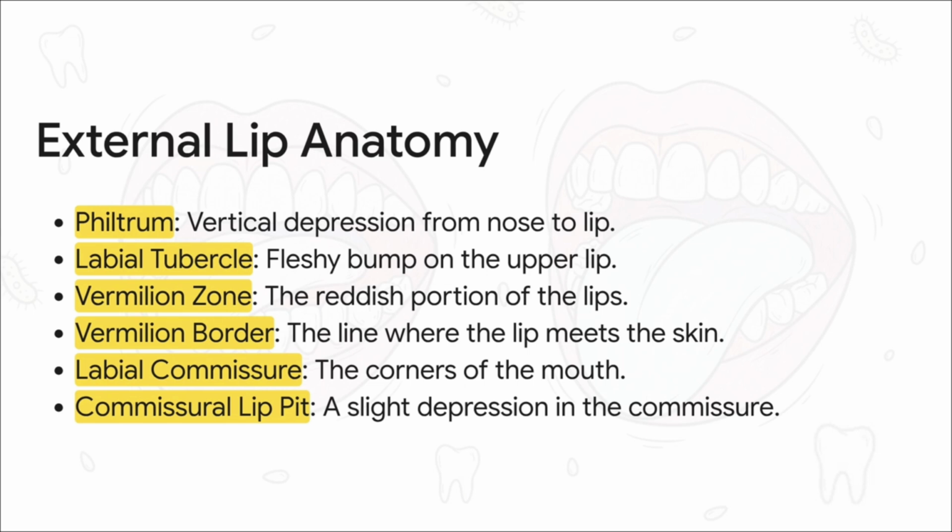The sharp line that separates that red area from your skin, that's the vermilion border. Over at the corners of the mouth, we have the labial commissures. And sometimes you might find a tiny little pit right in the corner. That's a commissural lip pit, just a harmless little leftover from development.